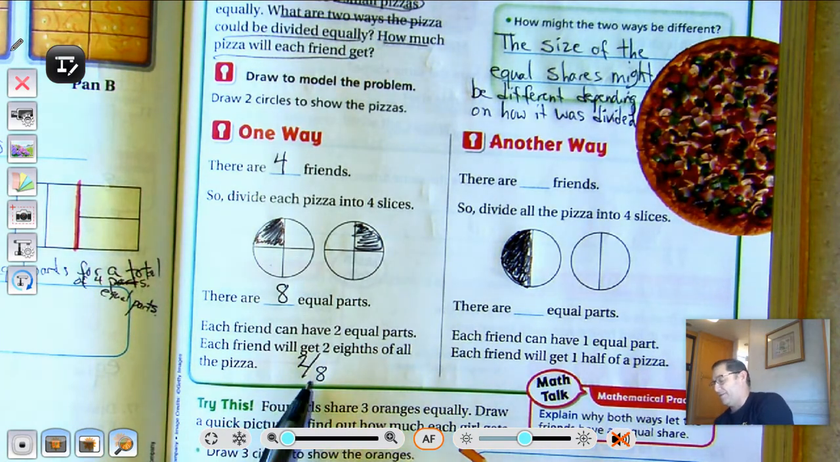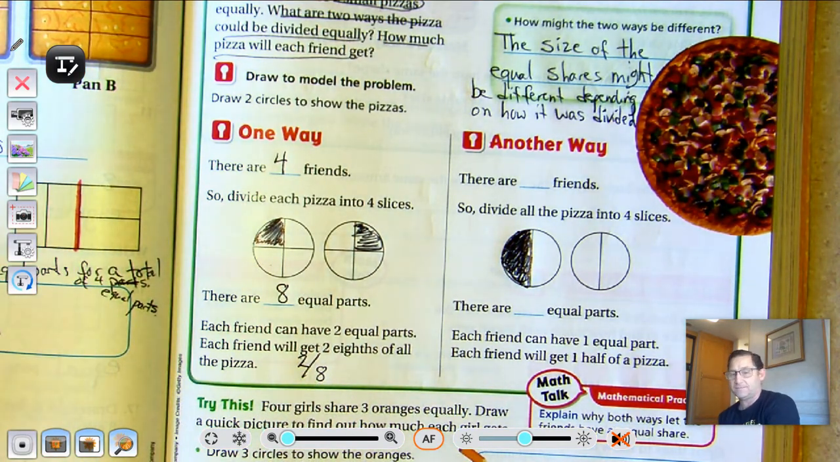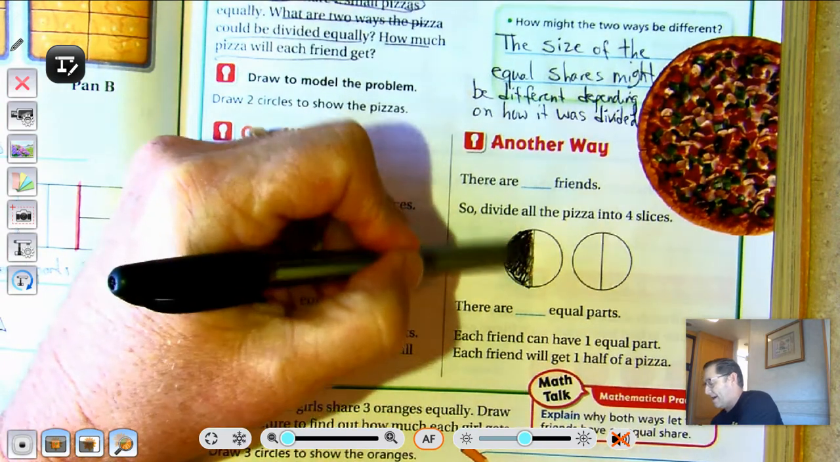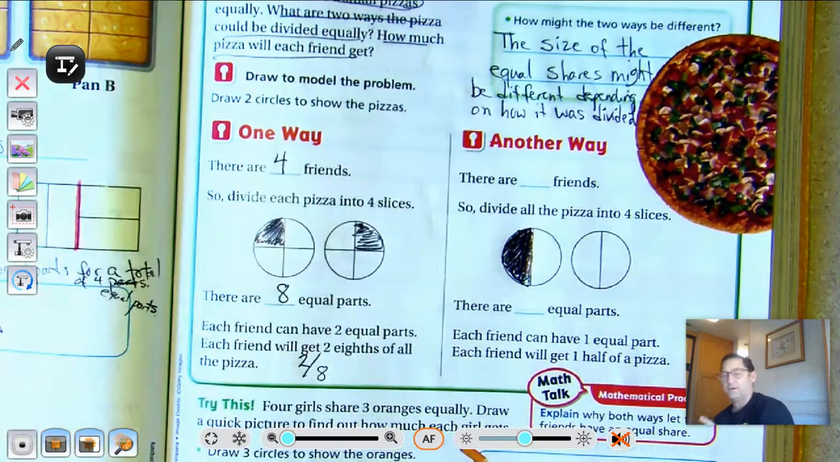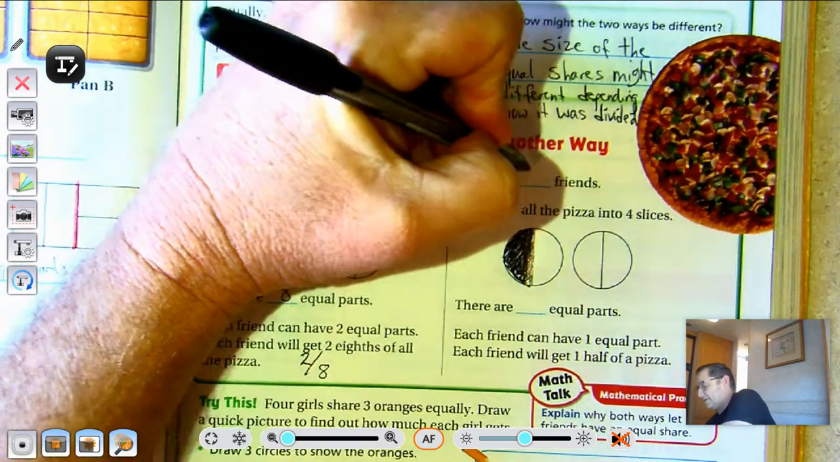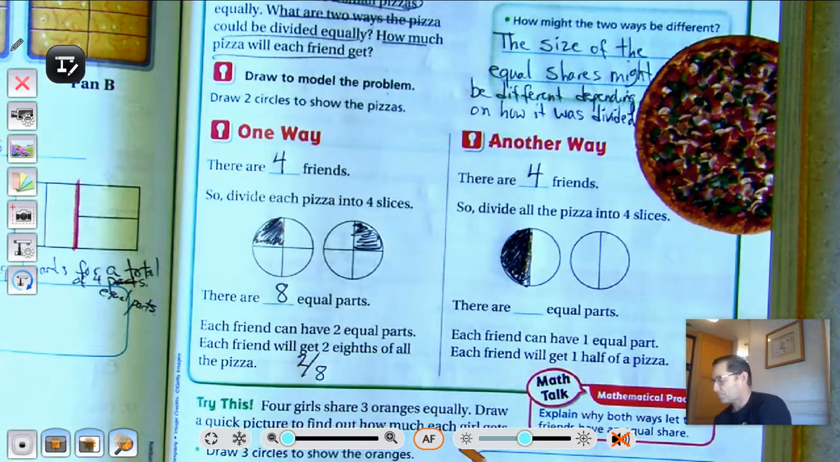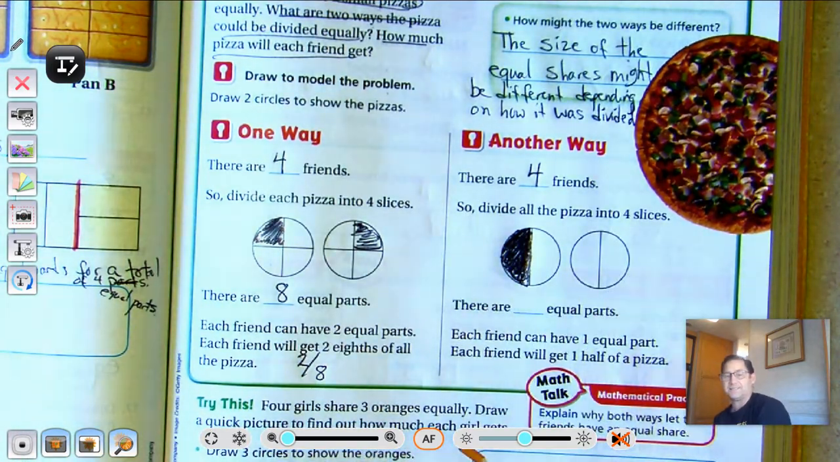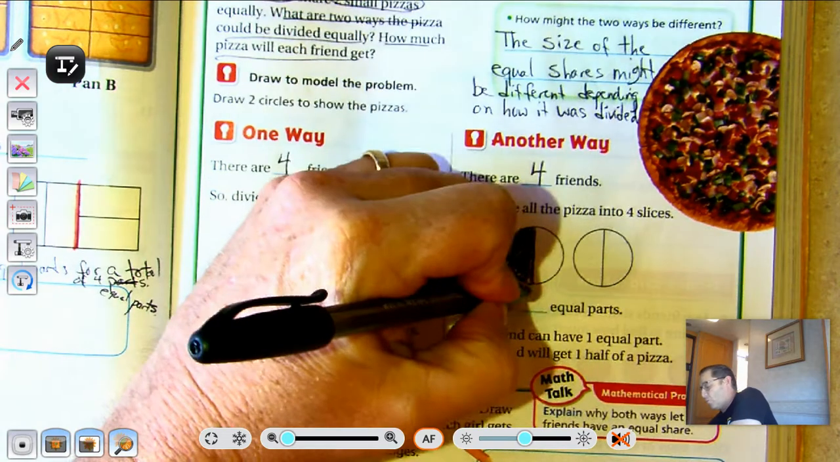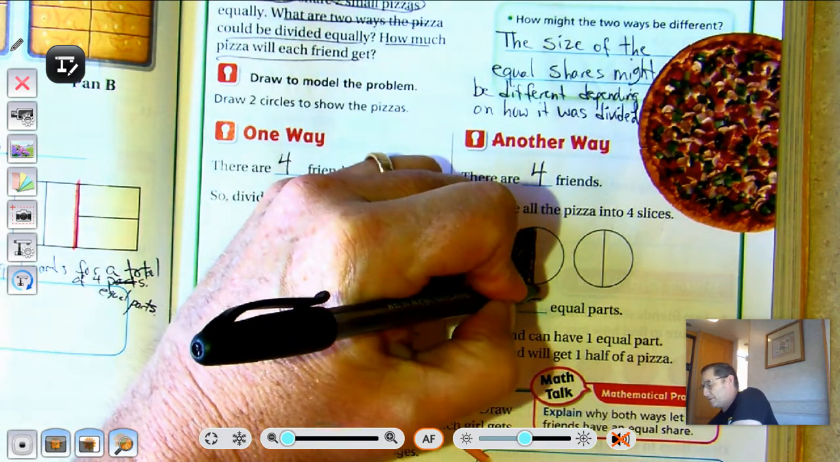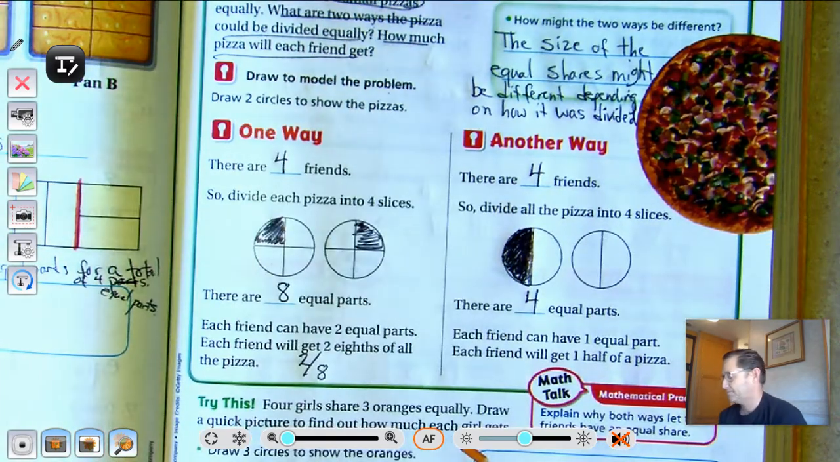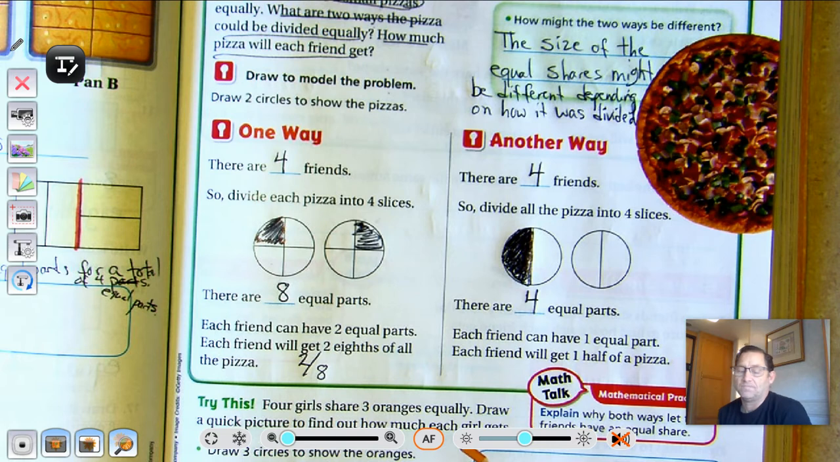Here we're saying they're having 2/8 of all the pizza. Here they're having 1/2 of one pizza. So again, there's still 4 friends. We made 4 slices. There's 4 equal parts.